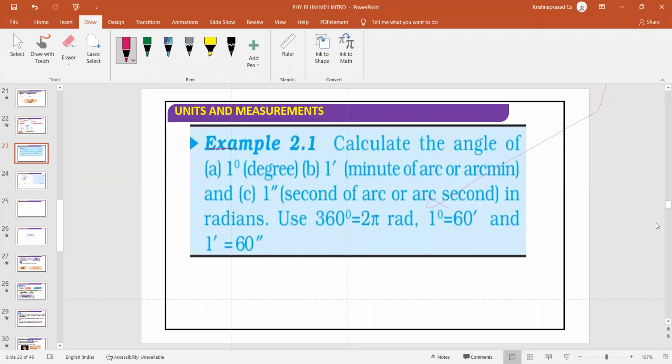So, calculate the angle of 1 degree, 1 minute, and 1 second. You may use the hint 360 degree is equal to 2 pi and 1 degree is equal to 60 seconds.